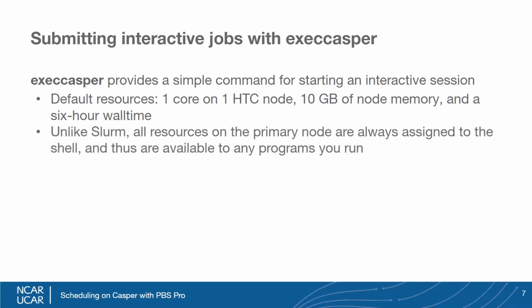Unlike Slurm, all the resources on the primary node are always assigned to the shell and are thus available to any programs you run. So in Slurm, it was kind of tricky because Slurm allocates resources to your job, and then you can run a shell within that pool of allocated resources, but the shell that you run, like Bash or C shell, might not actually be assigned all of the resources that you've allocated to your pool.